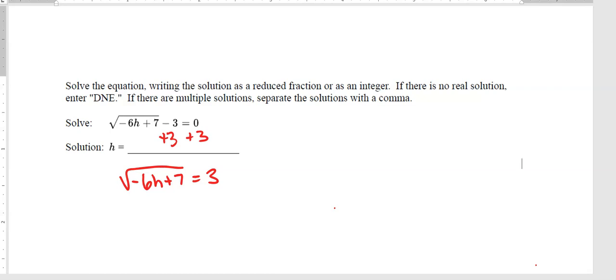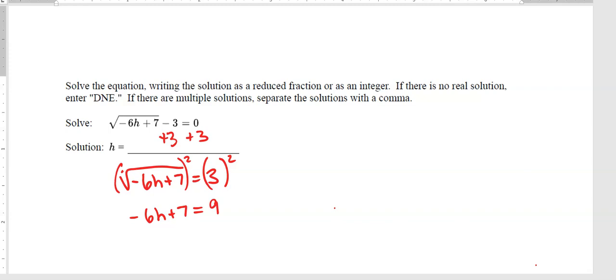Next, I want to raise both sides to whatever the root is. And in our case, the root is 2. If you don't see a root, the root is 2. It's assumed. But whatever that index is will be what you're going to raise both sides to. Whenever you have a radical and you raise it to its index, you're left with just the radicand, which is the stuff below the radical sign. And on the right, 3 squared is 9.